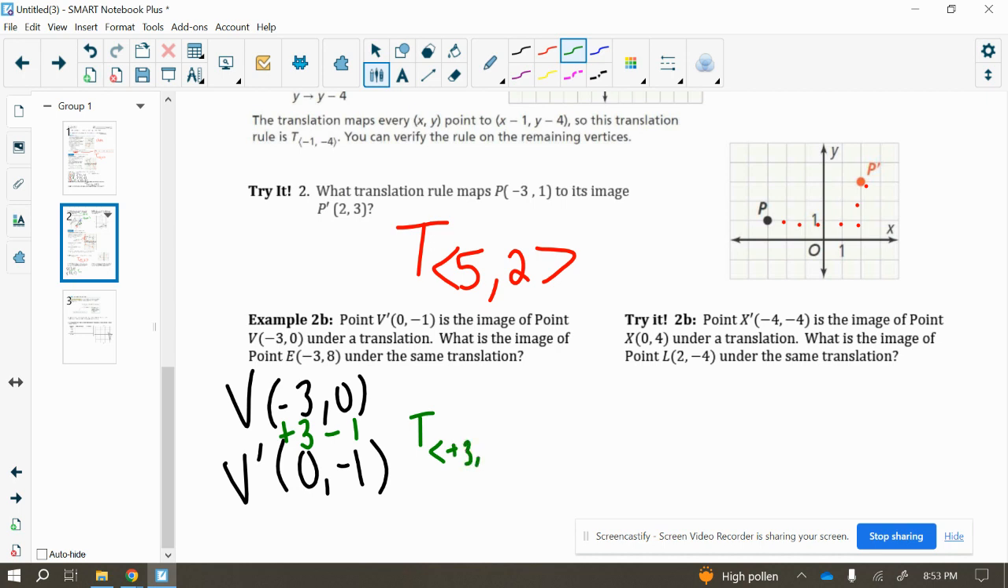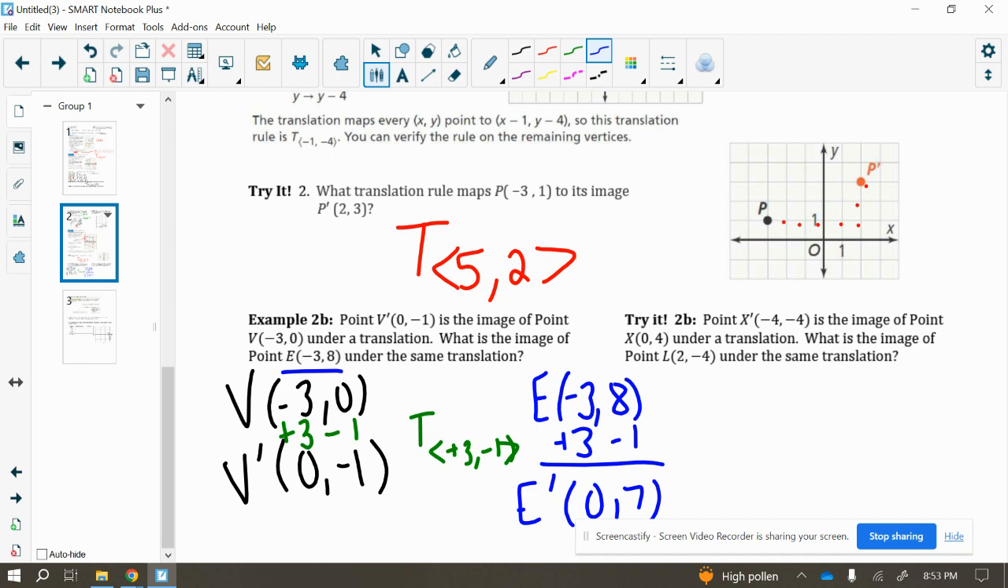If we are going to use that same exact rule, we now want to find what the image of point E is. Point E originally is at -3, 8. Again, we would have to add 3 and subtract 1 to get our new point. E prime is going to be at 0, 7. You are now going to try the rule for number 2b, and then also find the image of point L.